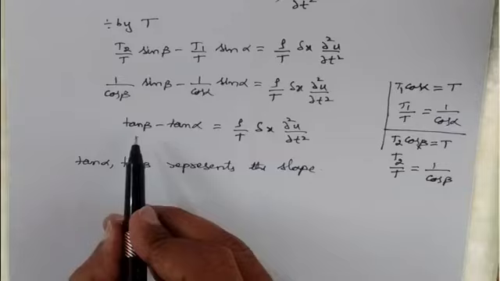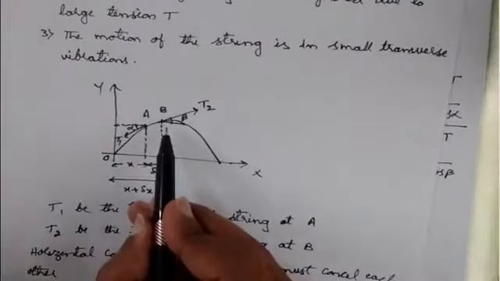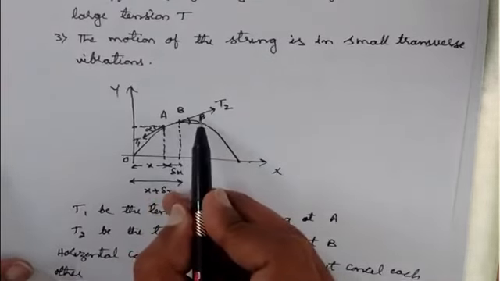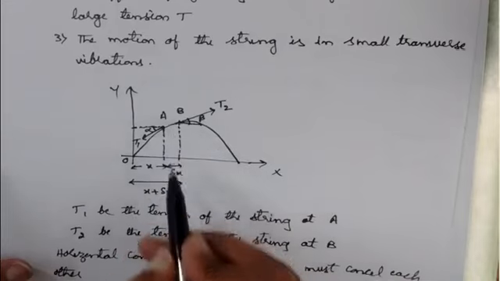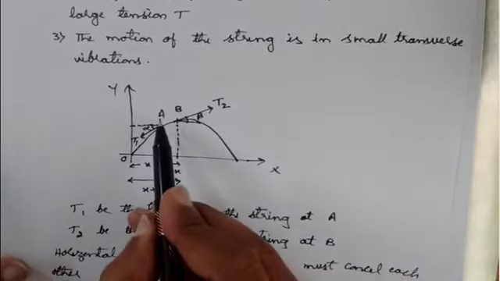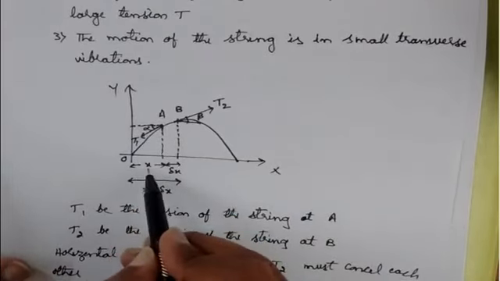So the tan of beta represents the slope at what point? Beta is over here. So beta is at the point B, the angle made is beta. So this point B is at what distance? x plus delta x. And at the point A, it represents the angle alpha. At what distance? At the distance x.